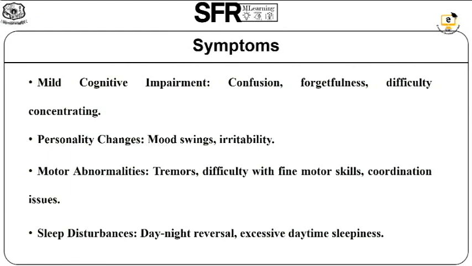Next are sleep disturbances. The next symptom is day and night reversal: they will not be able to differentiate day and night, they will be sleeping and they will think. Those complications are common because of the brain function impairment. And there is excessive daytime sleepiness, so they will always feel sleepy during the daytime, and at night time they will feel active. The day-night reversal happens because of the hepatic encephalopathy condition.